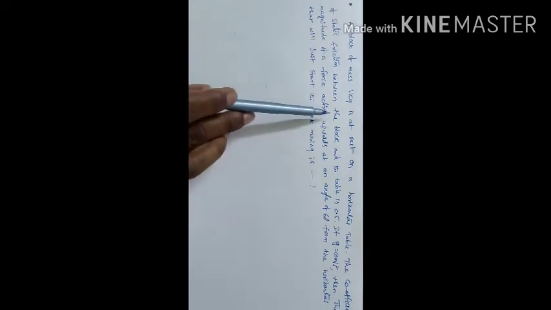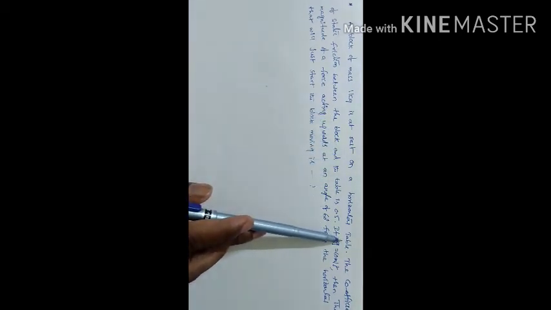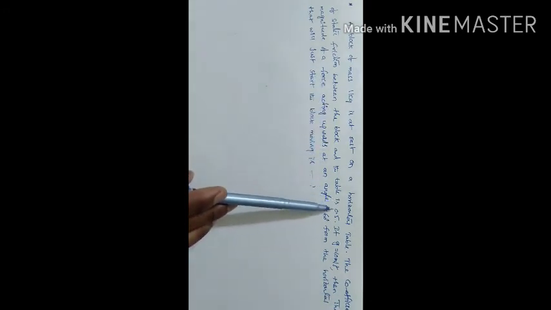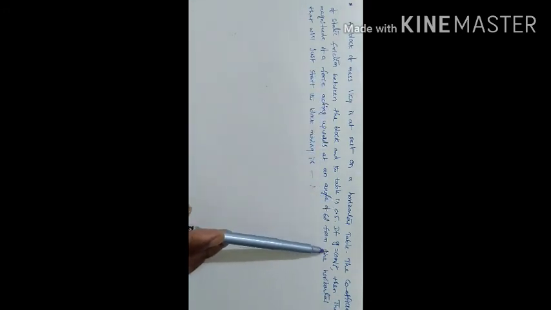Okay, let us see one more problem. A block of mass 1 kg at rest on a horizontal table. The coefficient of static friction between the block and the table is 0.5. If g equals 10 meter per second square, then the magnitude of force acting upwards at an angle 60 degrees from the horizontal that will just start the block moving is.